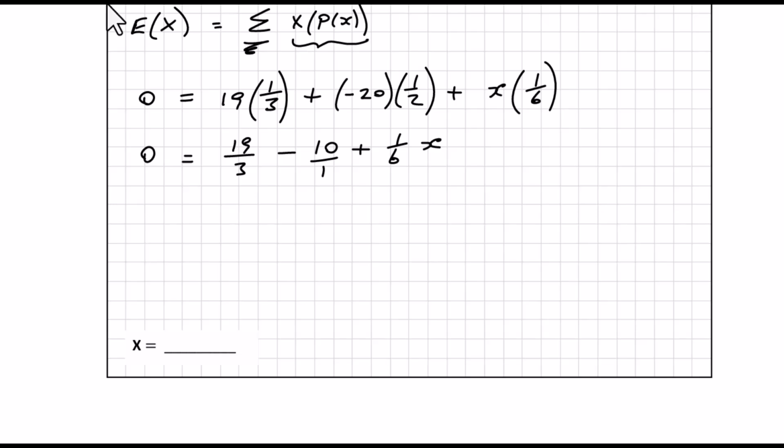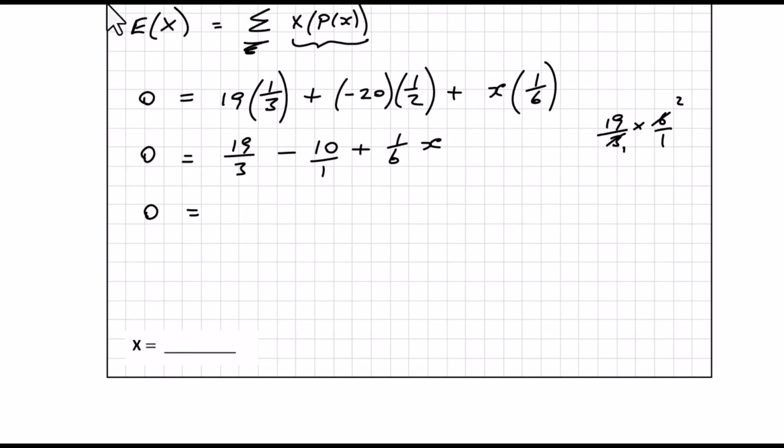So multiply 0 by 6, you'll get 0. Multiply 19 over 3 by 6. Well, the 6 will be on the top, so it's 19 over 3. We want to multiply that by 6 over 1. So the 3 will divide into the 6 twice, and then we just end up with 1s on the bottom and 2 19s.